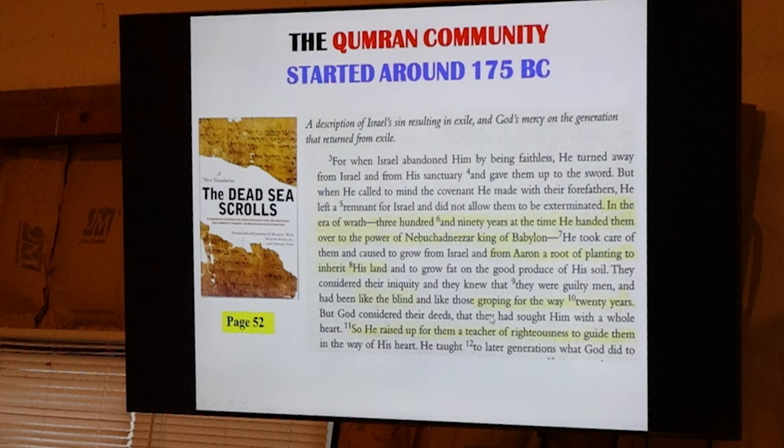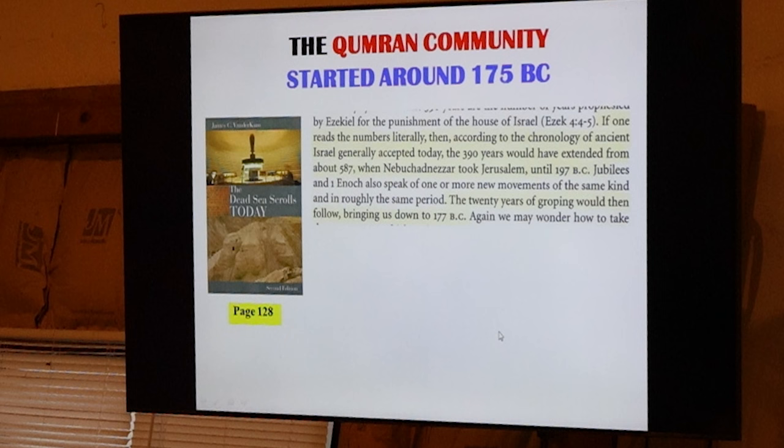So he raised up to them a teacher of righteousness to guide them. If one reads the numbers literally as given in the scrolls, according to the chronology, the 390 years would have extended from 587 when Nebuchadnezzar took Jerusalem to 197, and then they groped like blind men for 20 years. So this dating takes us to about 177. And this is around the time of Antiochus Epiphanes, when all these things happen.